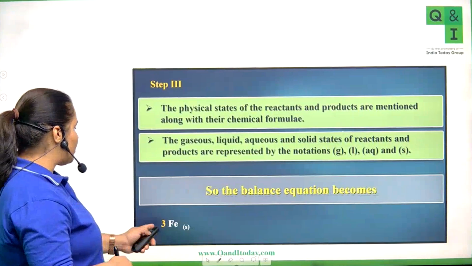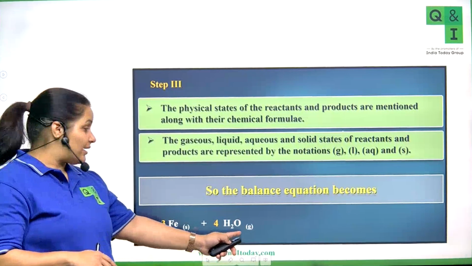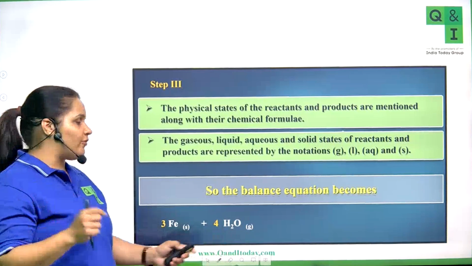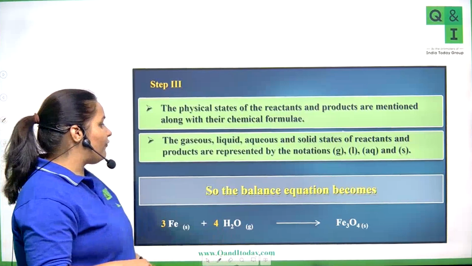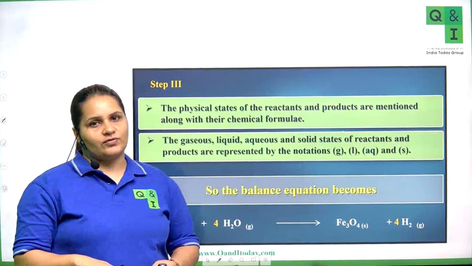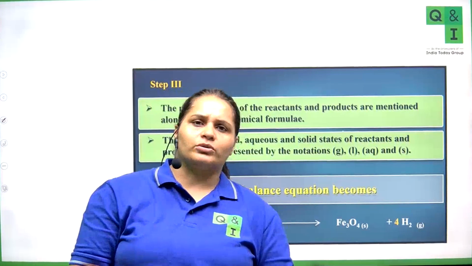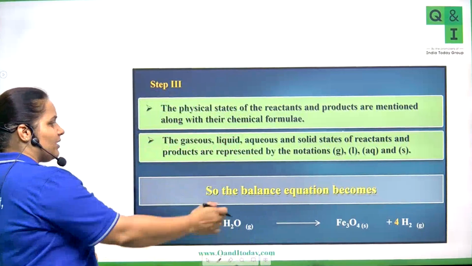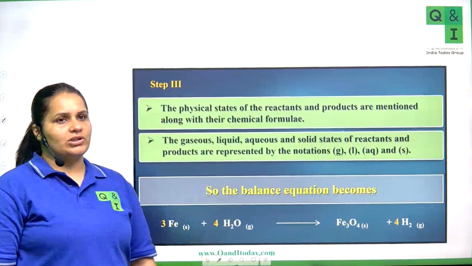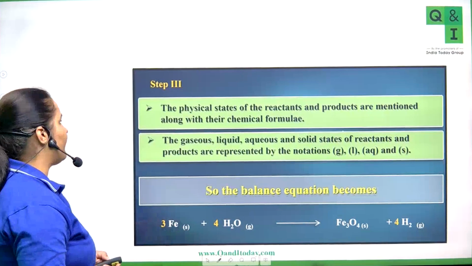So our balanced equation is 3Fe solid plus 4H2O, that is in steam form, so I'm writing g here, gas, giving you Fe3O4, that is solid, and 4H2 hydrogen gas. I can also put an upward arrow there, because a gas is evolving. That's the balanced equation, and I hope nobody has a doubt, because we will be solving a few questions also.